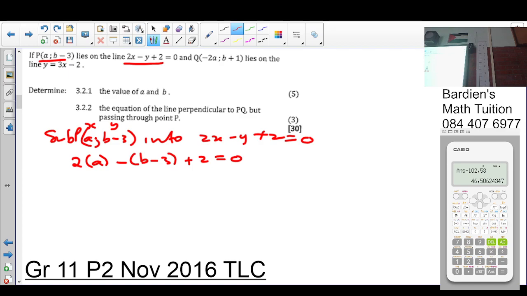So I got 2 times a minus (b minus 3) plus 2 is equal to 0. I'm going to tidy this up a bit. So 2a minus b plus 3 plus 2 is equal to 0. So b is equal to 2a plus 5. I took that b over the equal sign. Okay.